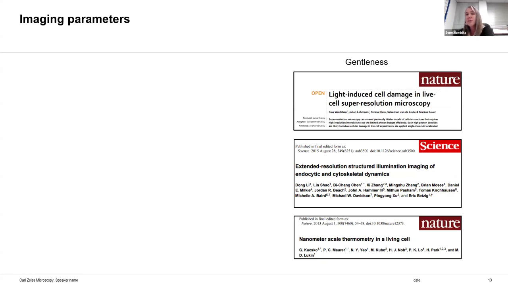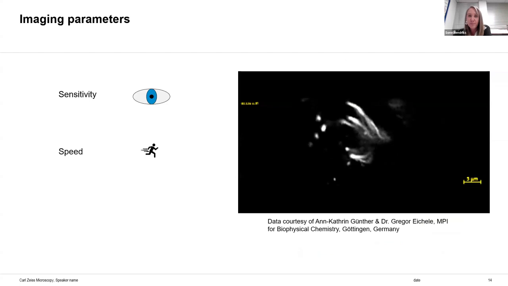That is because often when you try to increase signal-to-noise ratio in your image, you would increase light intensity or laser power. However, that can lead to photobleaching as well as phototoxicity. Numerous publications have shown that excessive light exposure can interfere with cellular processes and, of course, bleach your sample. So collectively, the first factor you need to think about is sensitivity, which includes gentleness and signal-to-noise ratio.